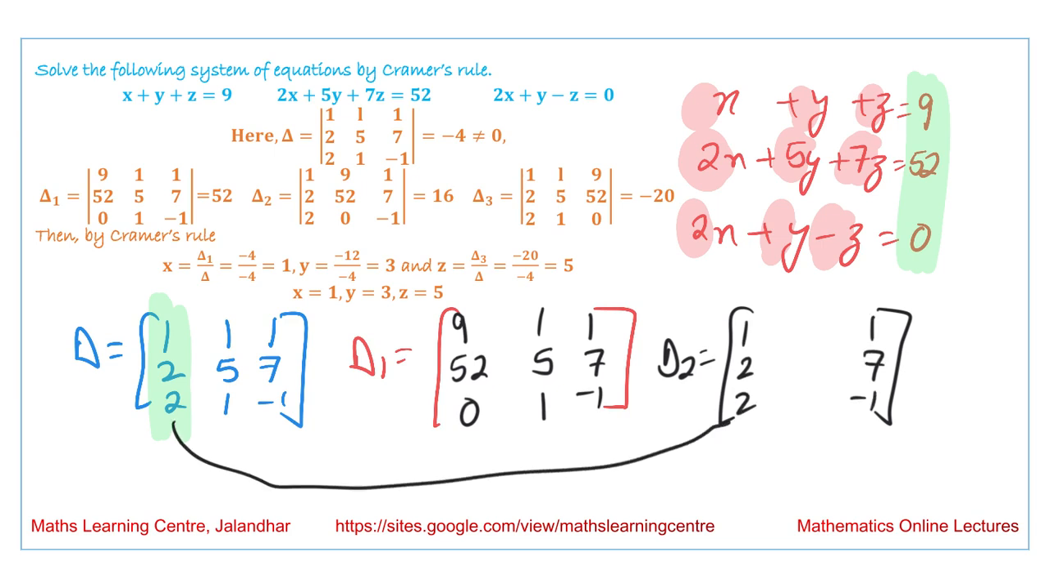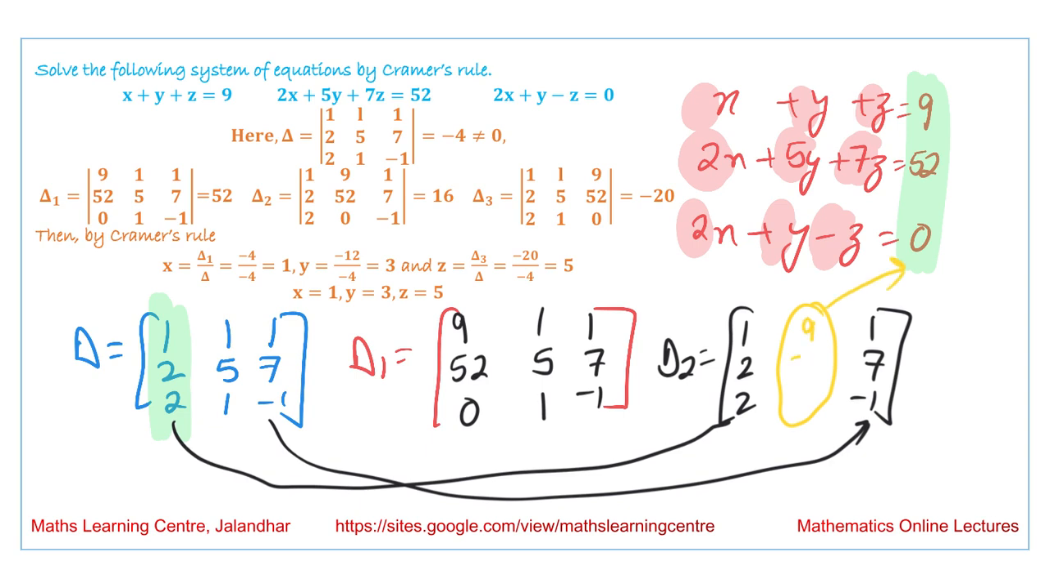Both these are now the same, and this middle column we are talking about will have the values 9, 52 and 0. And similarly, when we write the value of delta 3, this third column will be replaced with this value, and the answer for delta is minus 4. When you calculate this determinant, the answer is minus 4 and it is non-zero.